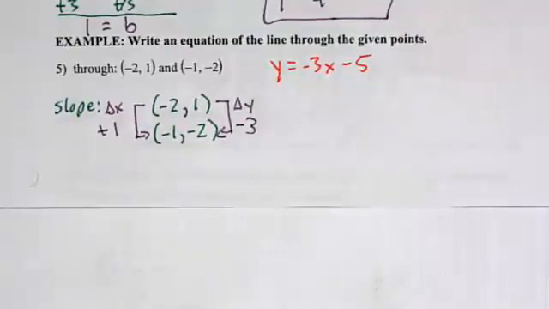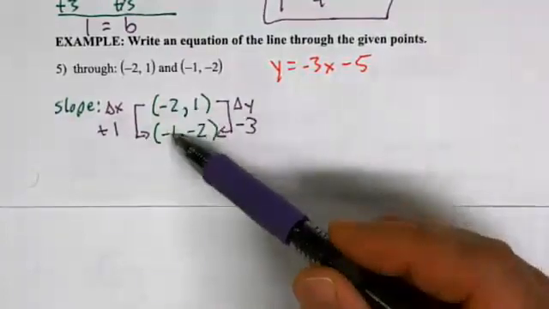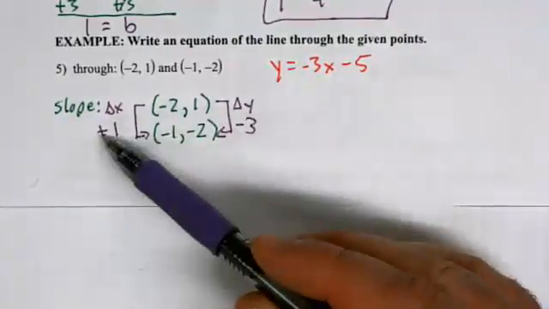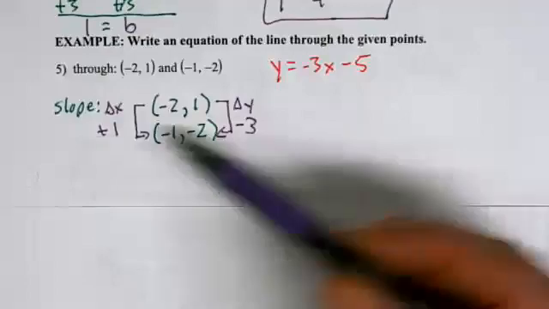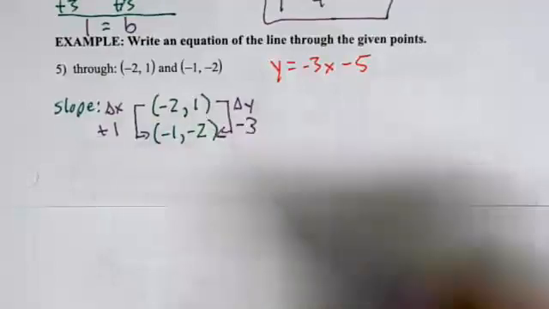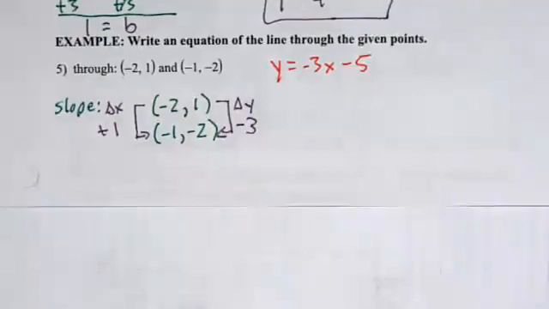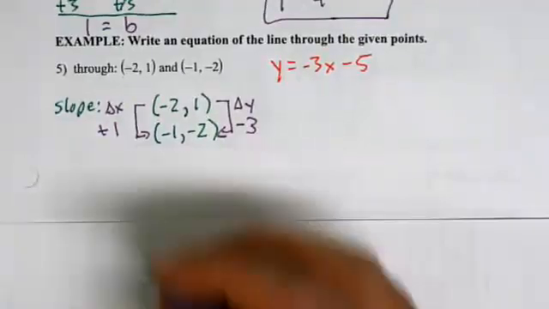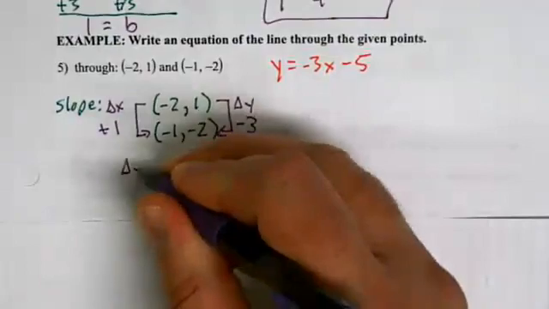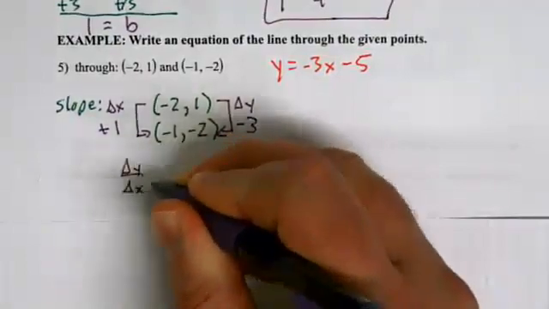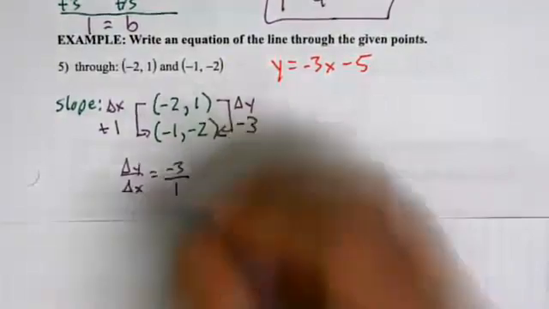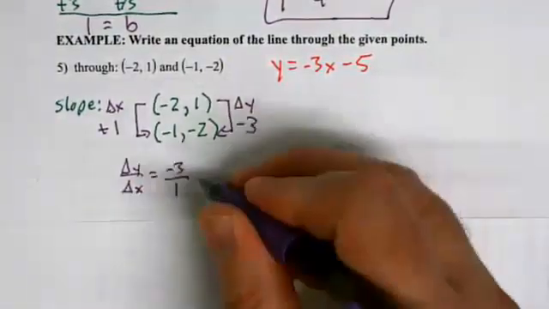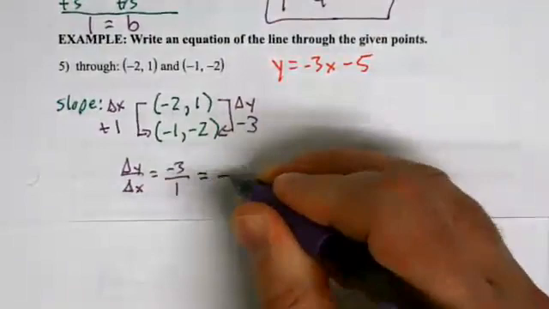So double check. When I go from -2 to -1, I am going up by 1 and not down by 1. Is that right? And when I go from 1 to -2, I'm going down by 3. All right, so let's find our slope. Our slope is change in y over change in x. So we've got -3 over +1. Our slope is -3.